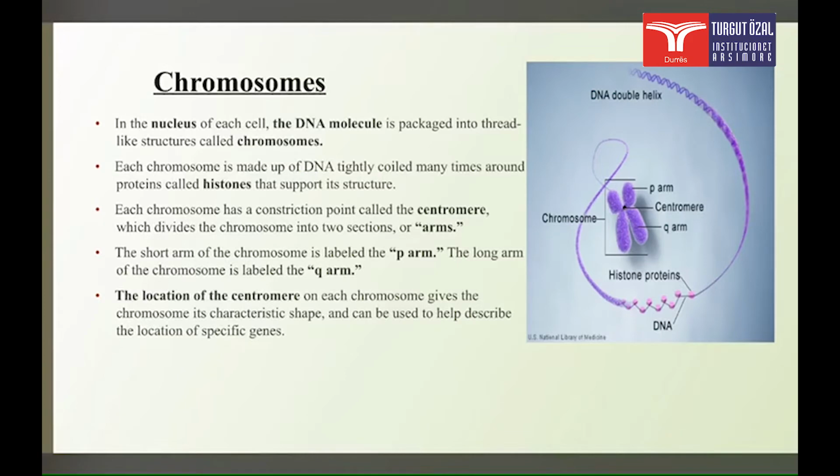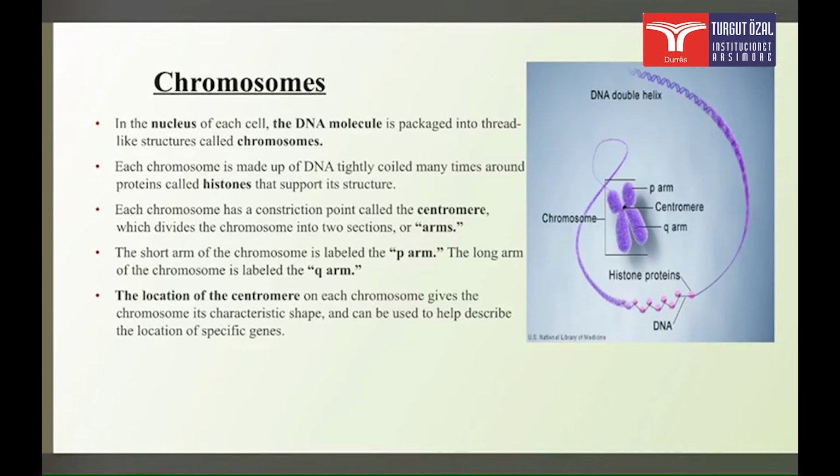Our genome consists of 2 sets of 23 chromosomes. This means that each set has the same characteristics as the other set, and one comes from the mother and the other from the father. Each chromosome is made up of DNA tightly coiled many times around proteins, called histones, that support its structure.